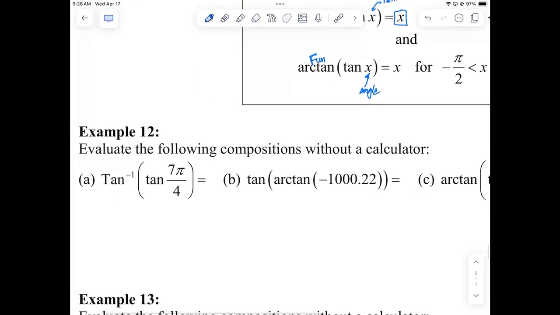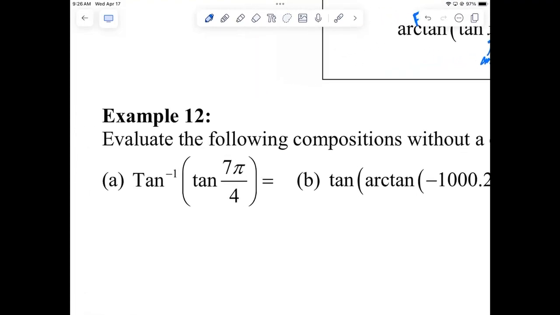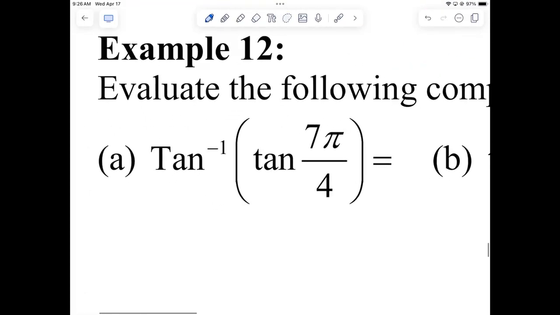All right, example 12. Evaluate the following compositions without a calculator. Oh no, without a calculator, what am I going to do without Minnesota by my side? Pray. Inverse tangent of tangent of 7 pi fourths. Why is this capitalized? No, it's just another way to impress upon you that we're talking about inverse tangent, the function with one output in the PVR and not the operation where you can have multiple.